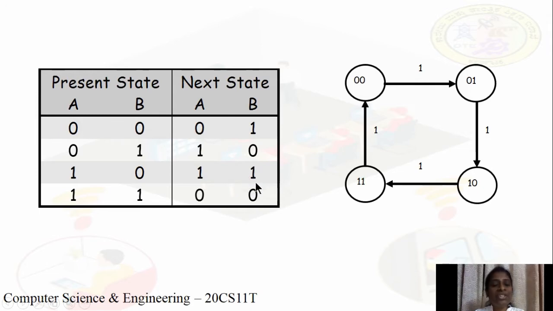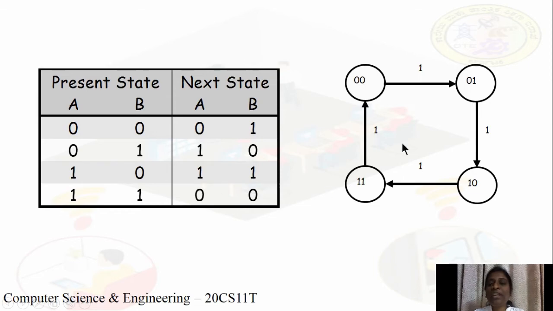If the counter reaches the last state, the maximum value, the output value will be wrapped back to the initial stage. Here the initial stage is 0 0. The last state, or the output state, is 1 1. It counts from 0 to 3: 0, 1, 2 and 3, and it will be wrapped back to the initial stage.